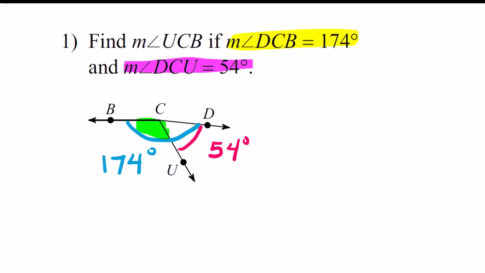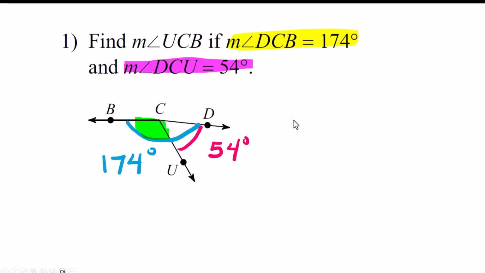So what I've done here is I've taken the information that they've given me. DCB is 174. Well, DCB is the entire angle. So that's the 174. DCU is this angle right here. I've done it in pink. That's 54. And we want to know what UCB is. UCB, this green angle, is not the 174, but the part of the angle that when you add it to 54 is going to give you 174.